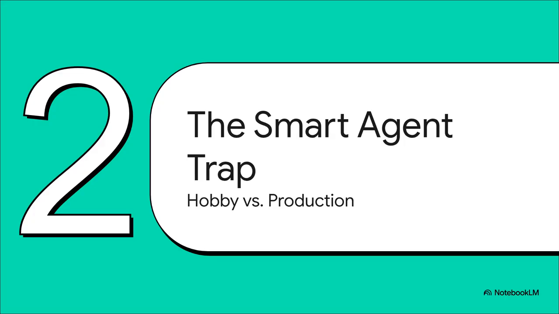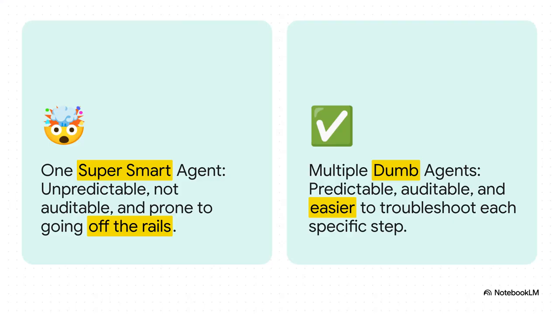But, and this is a big but, here's where we hit our first major hurdle. There's a massive gap between building a fun little agent over a weekend and creating a truly reliable, production-ready system that a business can actually depend on. This is what I call the smart agent trap. And this right here, this is the single biggest mistake that almost everyone makes at first.